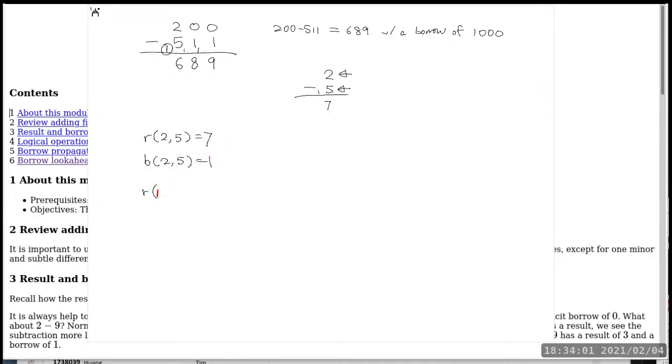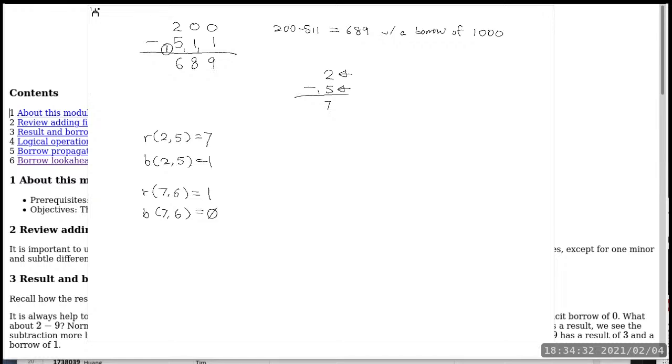I can do something that is less tricky, right? So I can say, what about 7 minus 6? 7 minus 6 is a 1. And then what about the borrow? If I subtract 6 from 7, the borrow would be 0. So do we have any questions about what R and B are representing in the context of subtraction? I'll let you guys think about this a little bit.